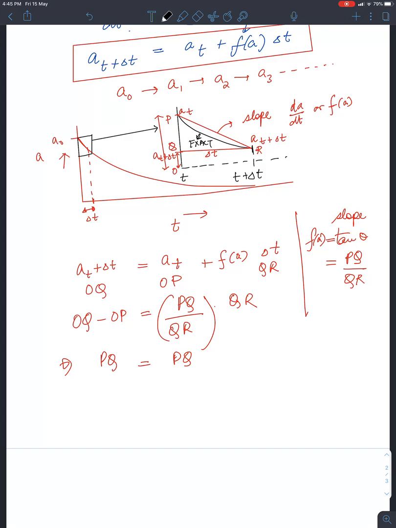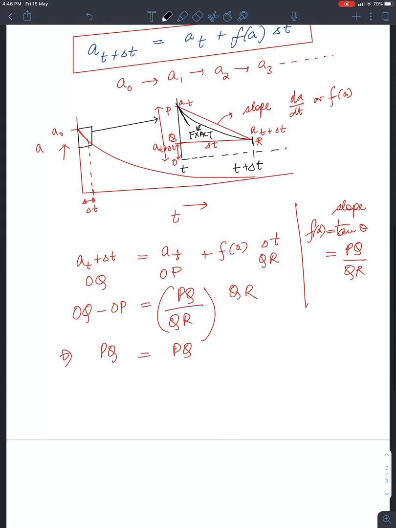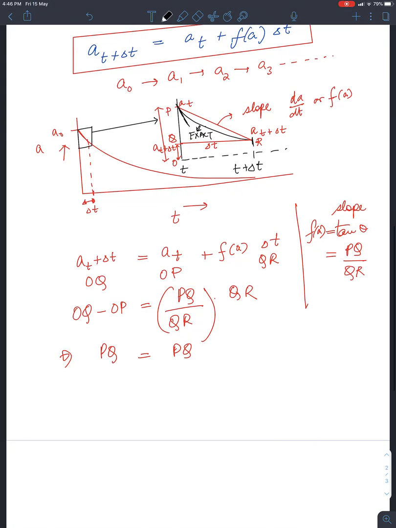So whether I go from here to here, or I decide to go from, so what is the slope here? So this is the slope here. You see the problem? This is where we want to go, but this is not the slope at the destination.